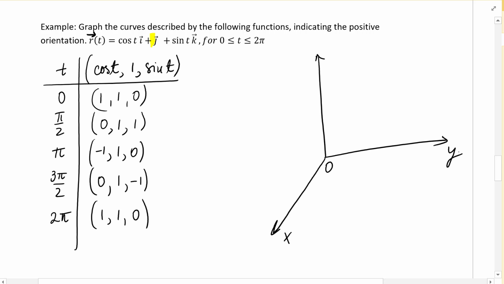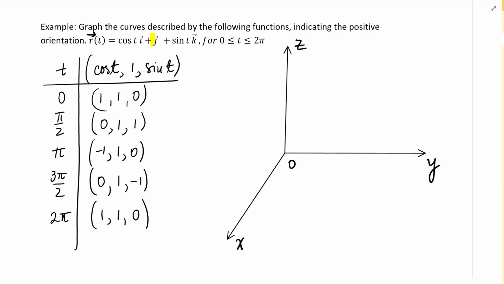X, O, Y, Z. Made a better picture. And now let's see. Let's plot (1, 1, 0). So 1, 1, the intersection would be this one. So 0, so that would be this first point. 0, 1, 1, 0, 1, and then 1 would be this point.